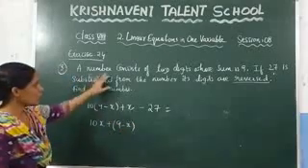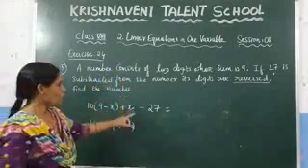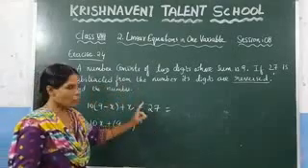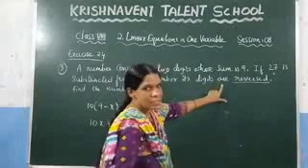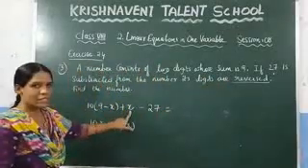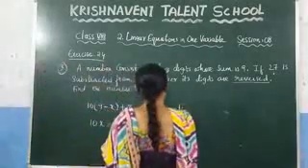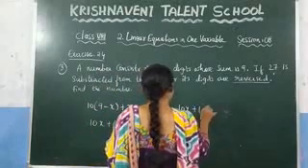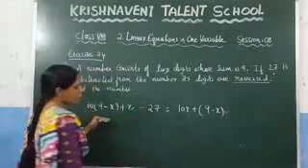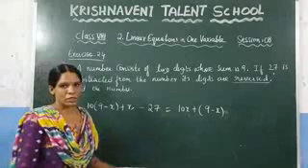What they said here, a number consists of 2 digits whose sum is 9. We know that number. If 27 is subtracted from the number, its digits are reversed. So you need to reverse the digits: in place of 9 minus x, you need to write x, and in place of x, you need to write 9 minus x. So here what you get is 10x plus 9 minus x. Now at last we got the equation. Now we need to solve this equation so that we can come to know what those numbers are.